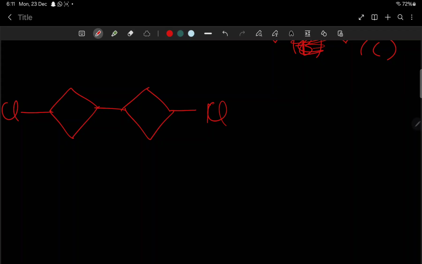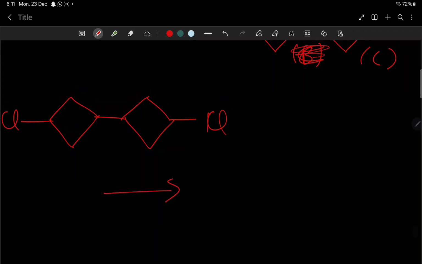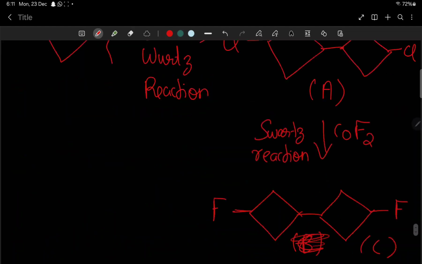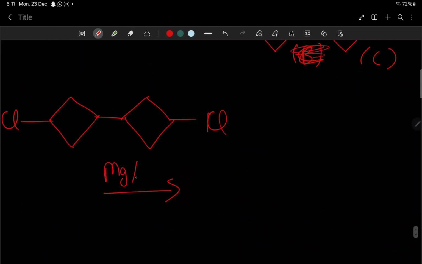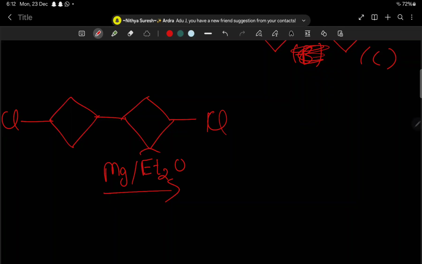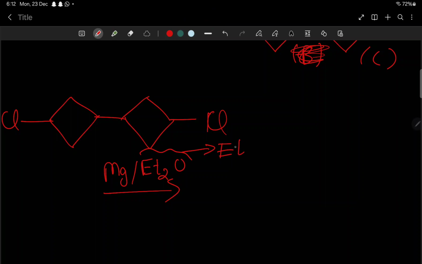Now what are we going to do? We are going to add Mg, Et2O, and D2O. What is Et2O, kids? It is not water. Et2O is diethyl ether. Many of the people are thinking it's something like H2O, but Et2O is ether.